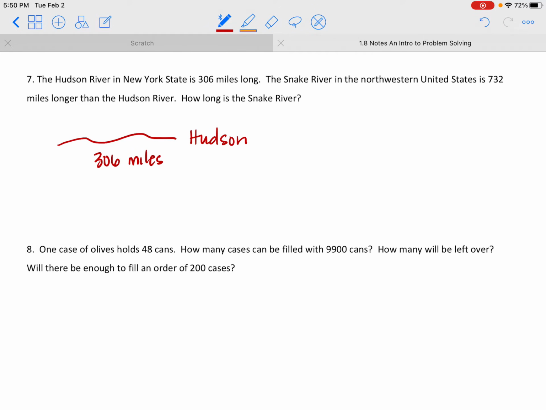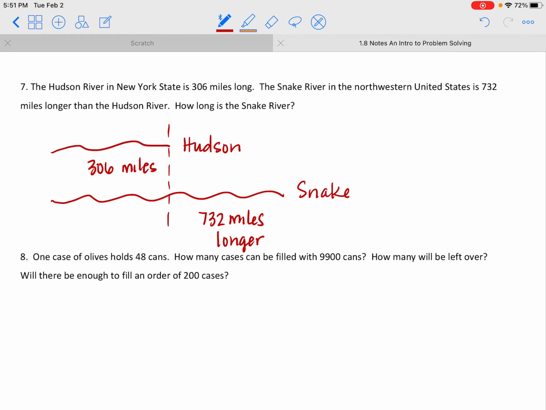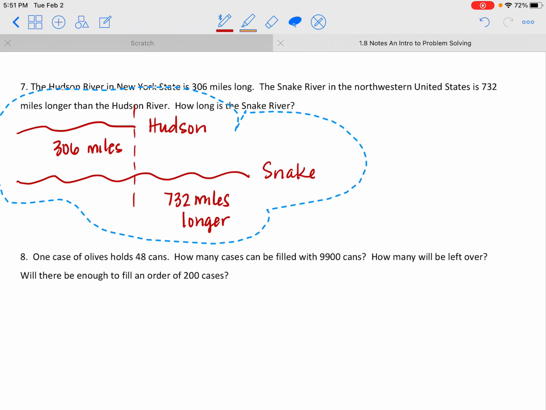Okay? And then it says the Snake River is 732 miles longer. So our Snake River, let's call this the Snake, is got this much, and then it's 732 miles longer. So it's got what the Hudson River has, and then an additional 732 miles, and you can see what's happening mathematically there. So how long is the Snake River? If we were going to translate this, this is just a crude picture here, but maybe helpful for you to see what's happening.